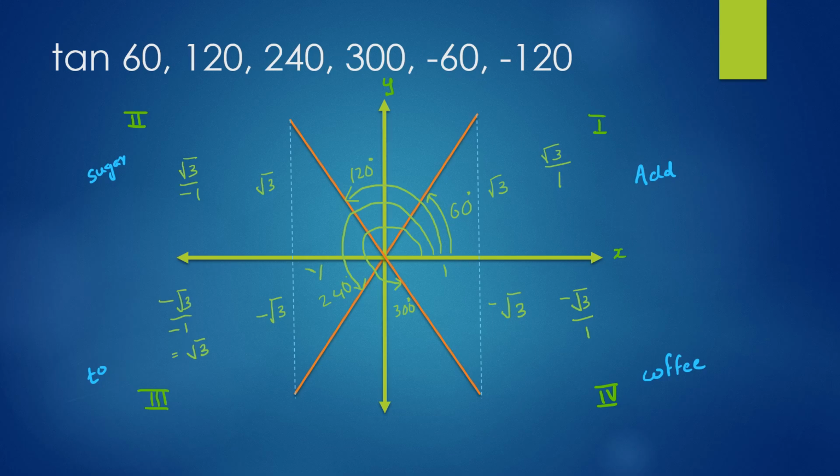Now let's look at tan of a negative number. If you see here, minus 60 degrees is our angle here, which is the same as plus 300 degrees. We measure it anti-clockwise from the positive x-axis. So this is again minus root 3.